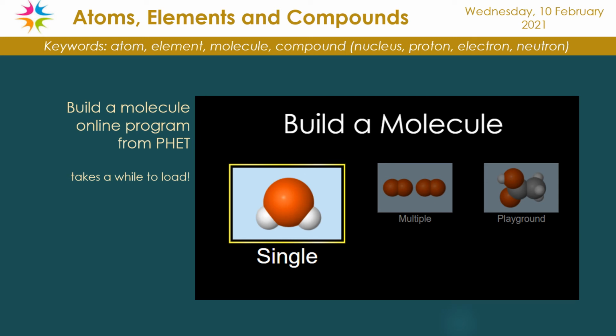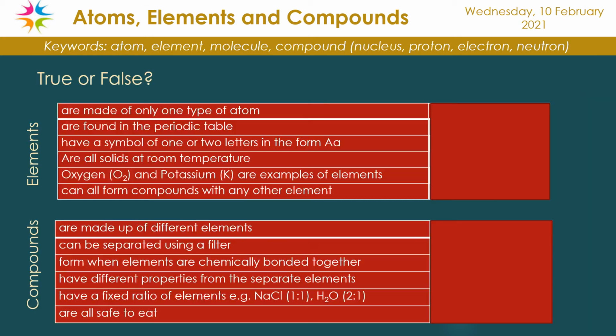Online, there's a really nice animated program from an organization called PhET, and you can use this animated program online to make different molecules. It's a bit like having the set that I was using, but it's just animations on screen. So if you use single, for example, you can pick some atoms out of a box, join them together to make a molecule, and then have a look and see which one it is. And with Playground, there are loads and loads of different atoms you can choose from to make any compound or any molecule you like. That one takes a while to load, so be patient.